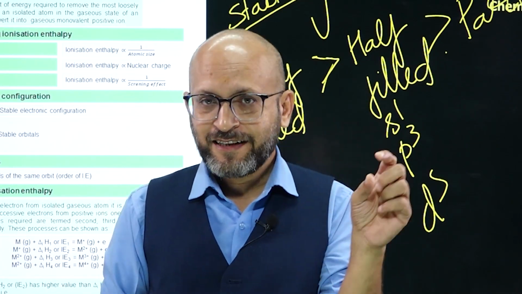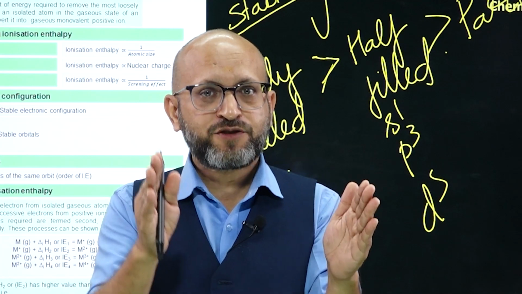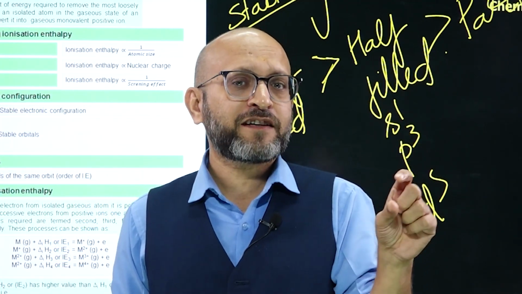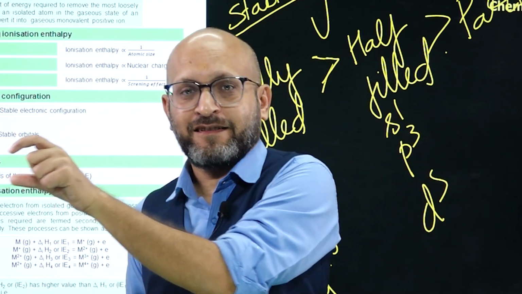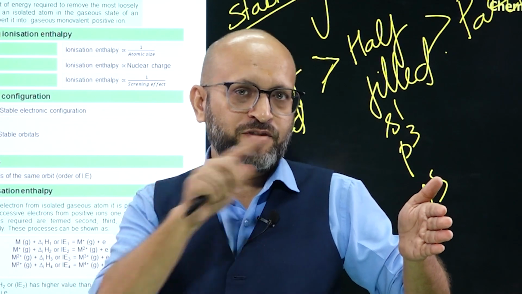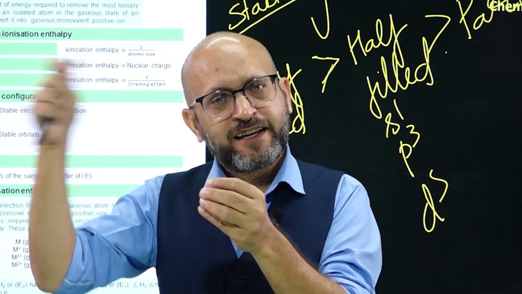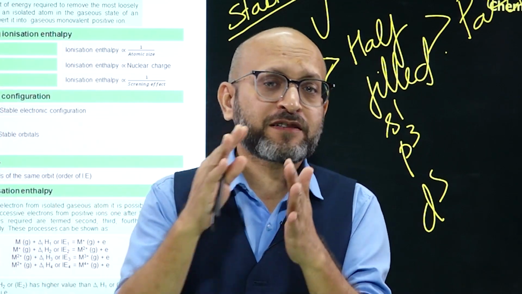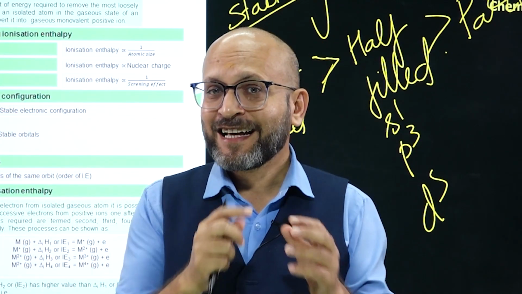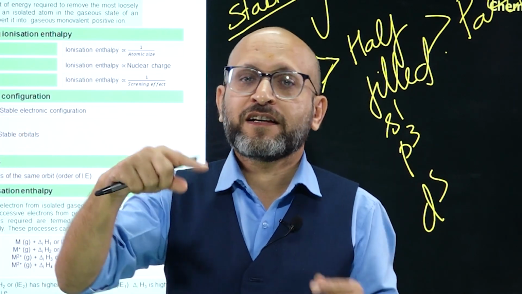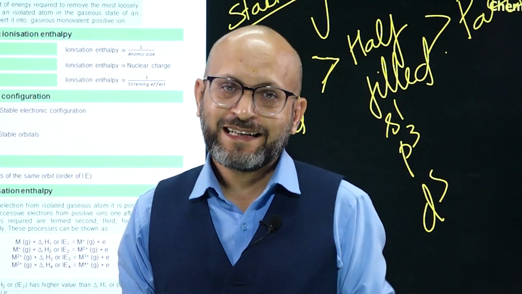So what is the relation between IE1, IE2, IE3, IE4? The size of the atom keeps on decreasing as you remove electrons. First electron is removed, M to M plus. If the second electron is removed, M plus becomes M2 plus. Third electron is removed, M2 plus becomes M3 plus. Size is decreasing, attraction of the outermost electron is increasing, so ionization enthalpy is also increasing.